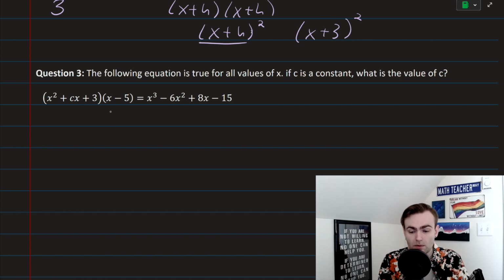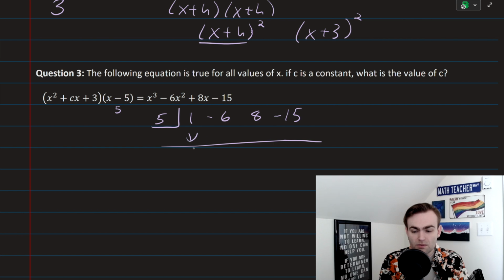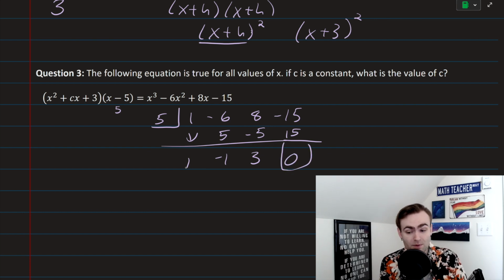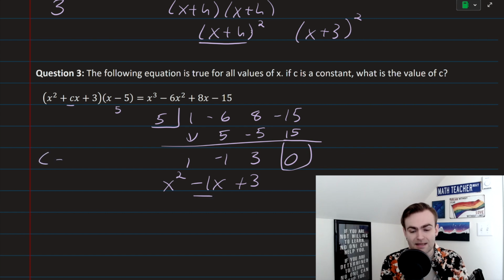I'm going to say that this is a 5. If I solve this for x, it only works for 5. If I set it equal to 0, 5 goes in my little box. 1, negative 6, 8, negative 15. And we go about this as we normally would. We drop down the 1. 1 times 5 is 5. Add those, you get negative 1. Times 5 is negative 5. Add those, you get 3. Times 5 is 15. Add those, you get 0. We can see that it is a factor. We have no remainder, which means that we have x squared minus 1x plus 3. What is c? Well, c is negative 1.